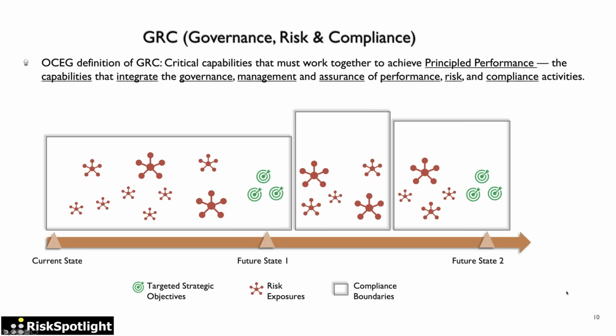But in order to do that, we need the capabilities that integrate the governance, the management, and assurance. So governance is the senior executives, the board, who define the strategy and allocate resources. Management is the execution part. So if we need to launch a new product, or get 1 million more customers, the management is doing the execution part. And then there are assurance functions like internal audit, the second line, who make sure that excessive risks are not being taken by the management to achieve that principled performance.